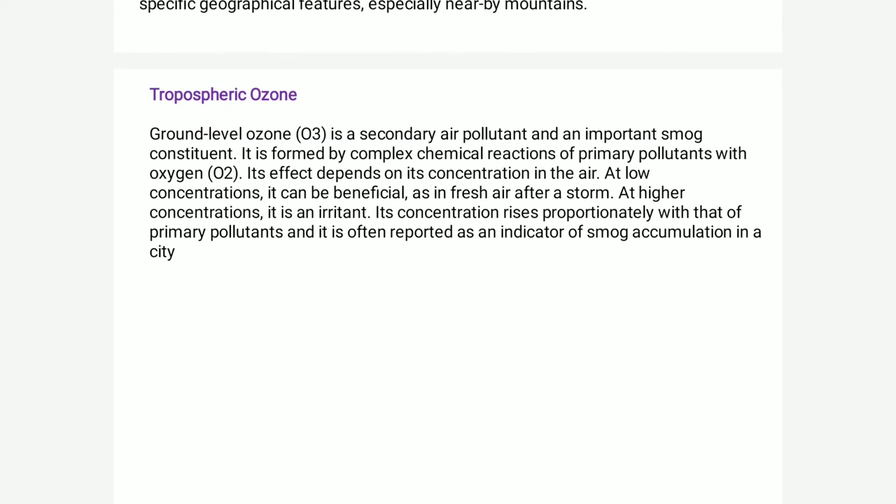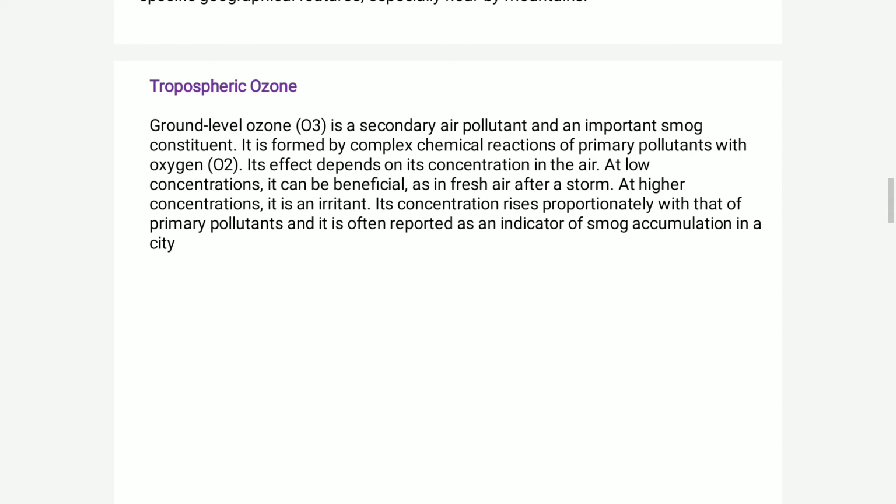We have another pollutant, tropospheric ozone, that is a bad gas. Ground level ozone is a secondary air pollutant and an important smog constituent. It is formed by complex chemical reactions of primary pollutants with oxygen. Its effect depends on the concentration in the air. At low concentration, it can be beneficial, as in fresh air after a storm. At higher concentrations, it is an irritant. Its concentration rises proportionately with that of the primary pollutant and is often reported as an indicator of smog accumulation in a city.